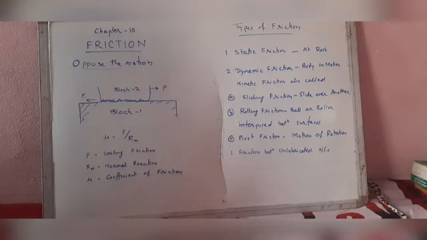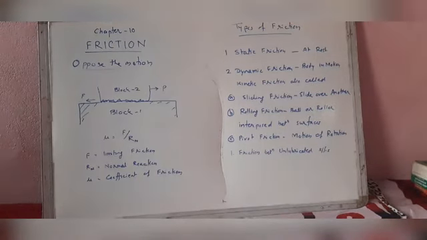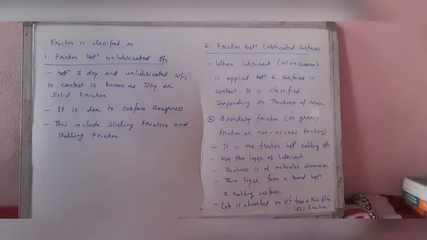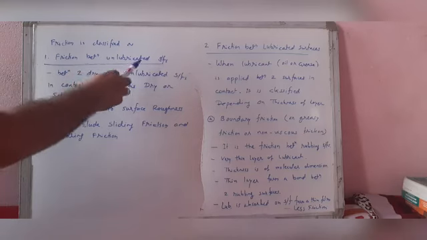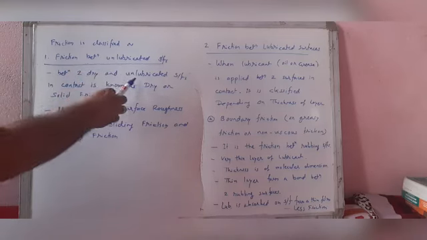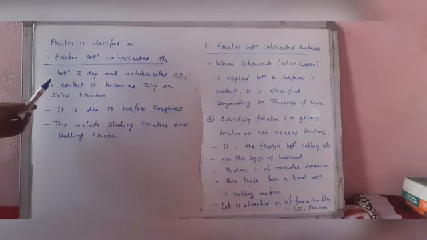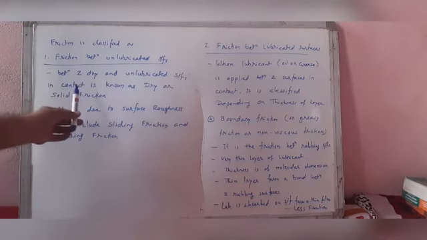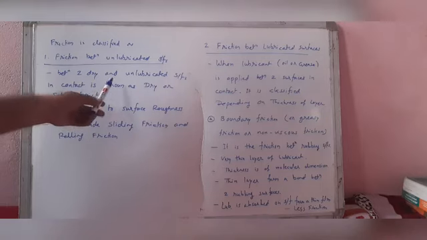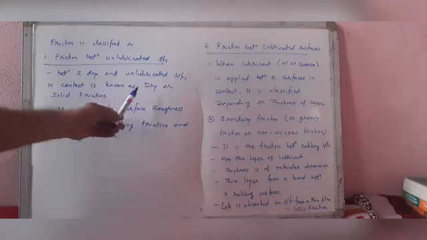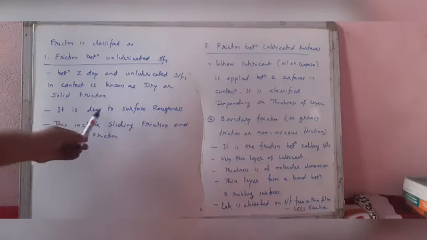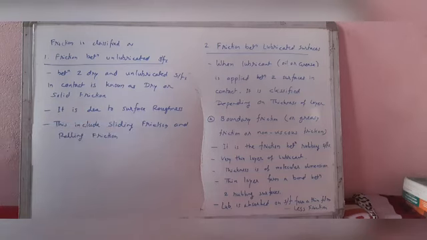Friction may also be classified as friction between unlubricated surfaces, meaning there is no lubrication in between. Friction between two dry and unlubricated surfaces in contact is known as dry or solid friction. Here no lubrication is provided in between the two surfaces in contact. It is due to surface roughness.